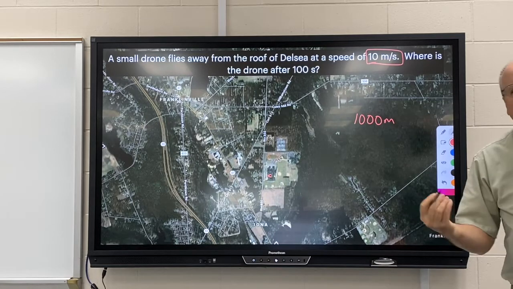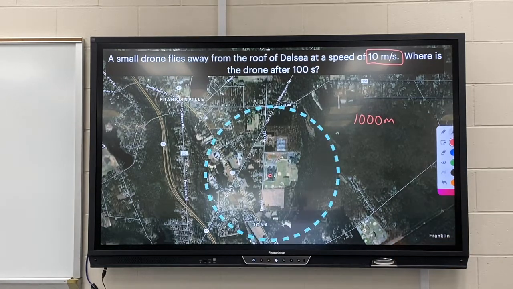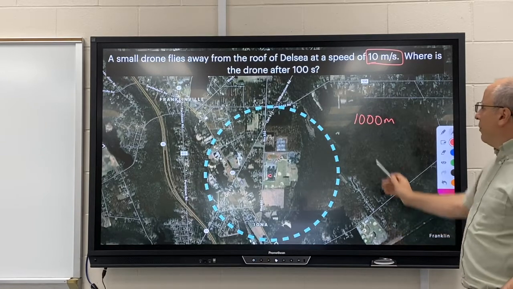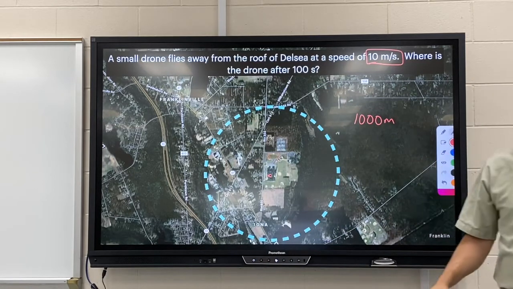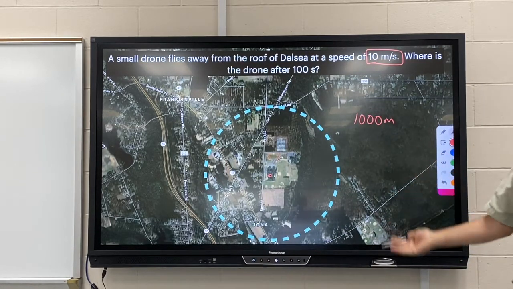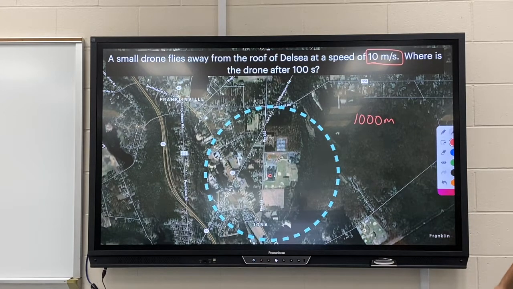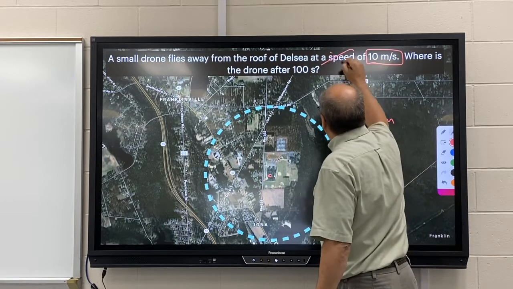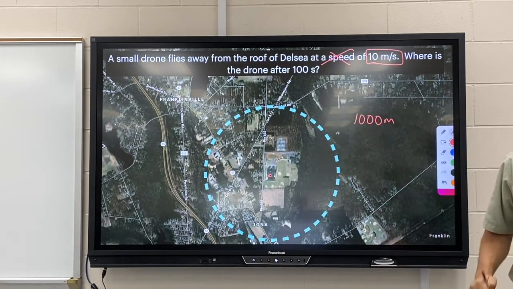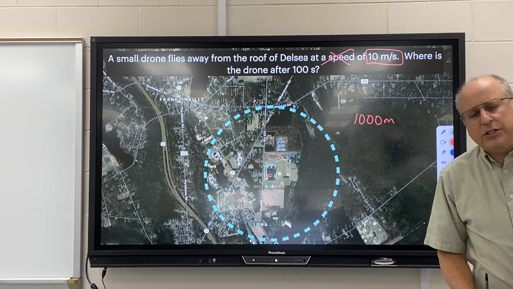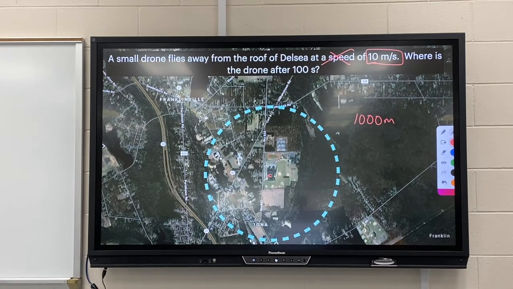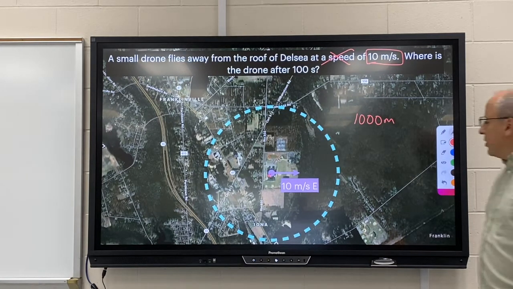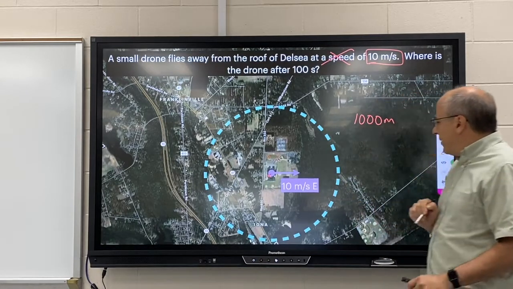But that doesn't really tell me where the drone ends up. All it tells me is if the drone flew off in a straight line, it could be anywhere on this dotted circle with a 1 kilometer radius from my classroom. In order to specify exactly where the drone's going to end up, instead of a speed, I should give a velocity. So if you're trying to predict not just how far it went, but where it actually is, velocity is more important than speed. Okay, so if it was heading east, this is how you'd write the velocity.